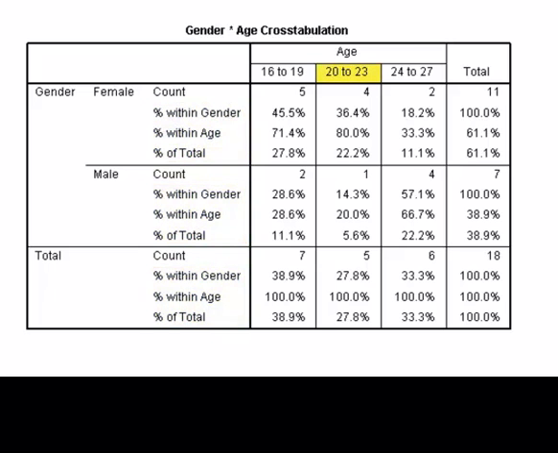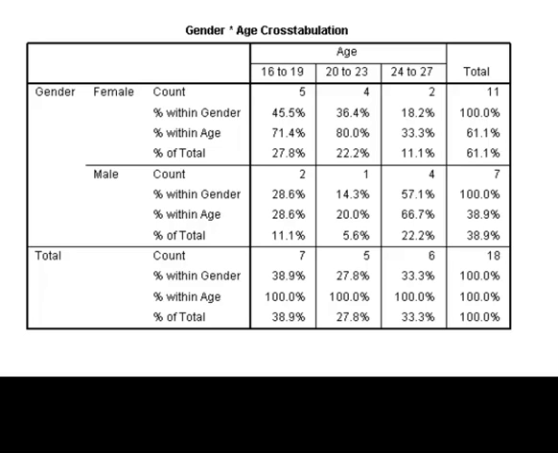Let's look at the age category 20 to 23 as an example of reading this table. By looking across the percentages within age for females, we can see that females represent 80% of the respondents between the age of 20 and 23. Likewise, males account for 20% of the respondents between the age of 20 and 23. In the total area, we can see that the percentage of those in the age category 20 to 23 add up to 100%.